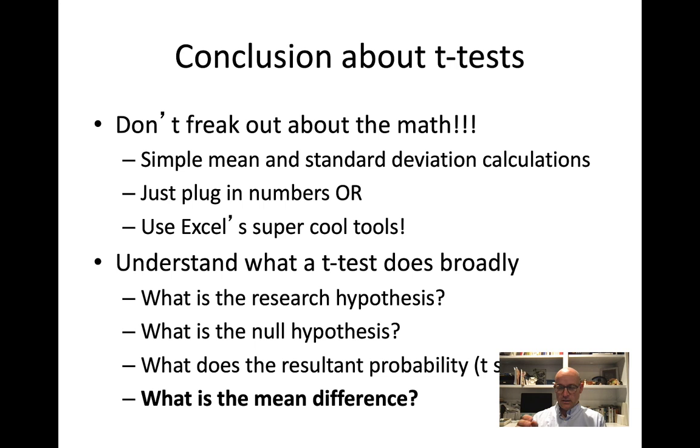Now, if that p-value is less than 0.10 or 0.05, whatever your standard is, think about it and rephrase it. If the probability is 0.05, you say the probability of the null hypothesis being true is 0.05, or 5%. There's a 5% chance that the null hypothesis is true. Okay, cool. If there's a 5% chance that the null hypothesis is true, there is a 95% chance that the research hypothesis is true. Cool. If you got that, good step.